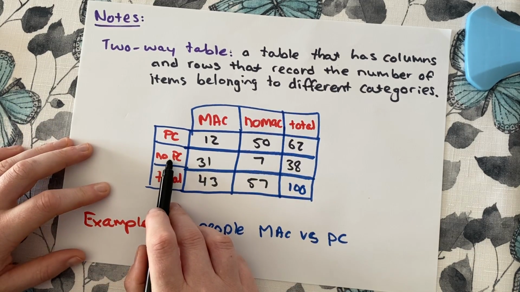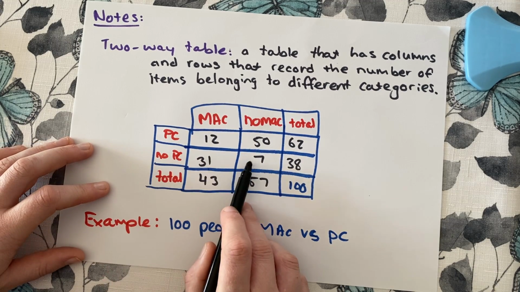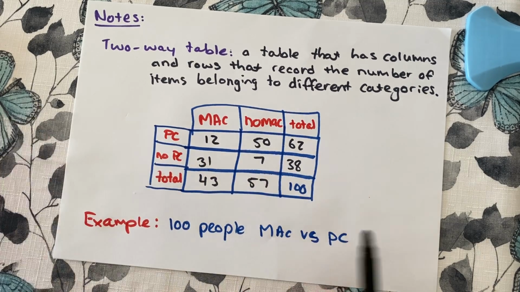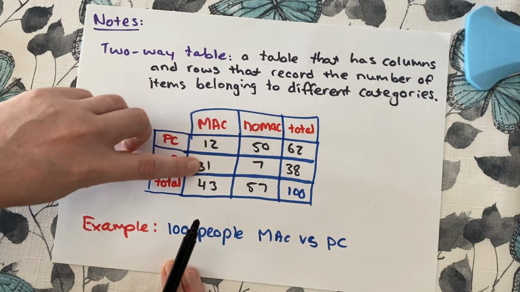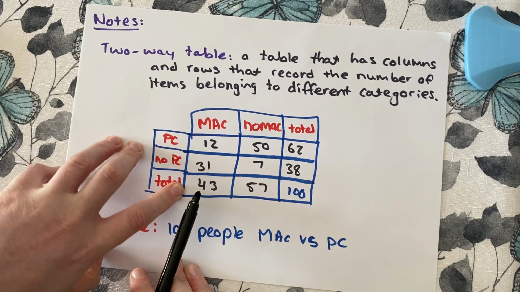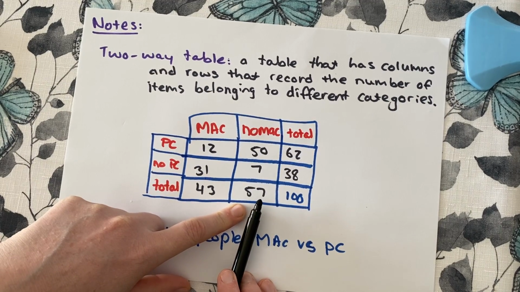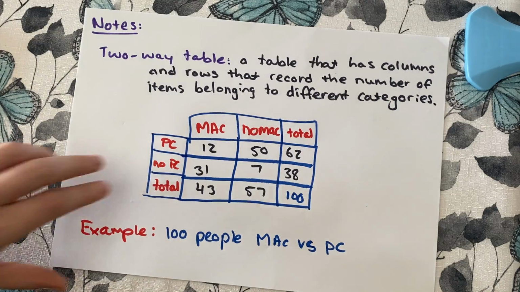Then we look down here, we've got no PC, but they own a Mac, 31 people. No PC, no Mac, 7 people. And then our total ones are here, again here. So 38 people don't have a PC. Then if we look down, we've got the Mac, and there's a total of 43 people who own a Mac. And then we've got no Mac, and there's a total of 57 people who don't own a Mac. So that's how we read them, and I'll show you an example so that you can get used to how it works. So let's do an example.